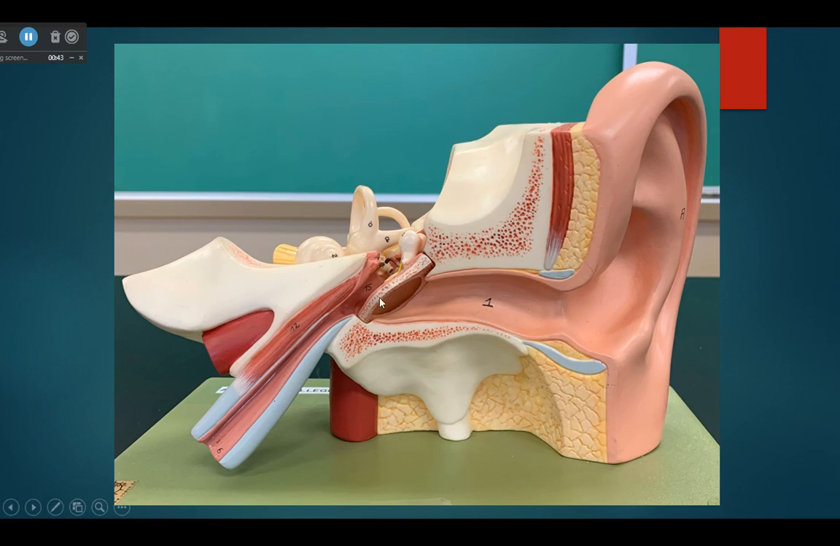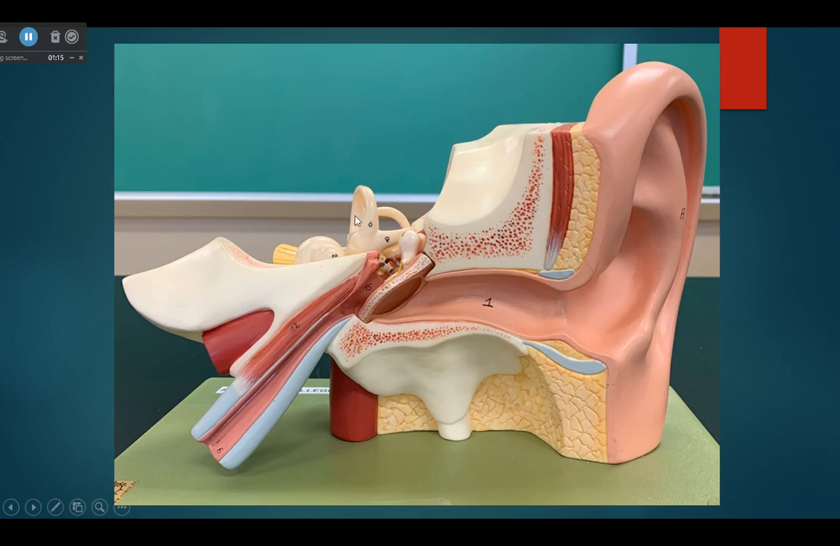We have the tympanic membrane. We're going to have the malleus. The incus is behind it, and then we have the stapes. This opening is the eustachian tube. In your book, it's called the pharyngeal tympanic tube or the auditory tube. All three are interchangeable. The term eustachian is spelled E-U-S-T-A-C-H-I-A-N tube, so eustachian tube. All three are acceptable.